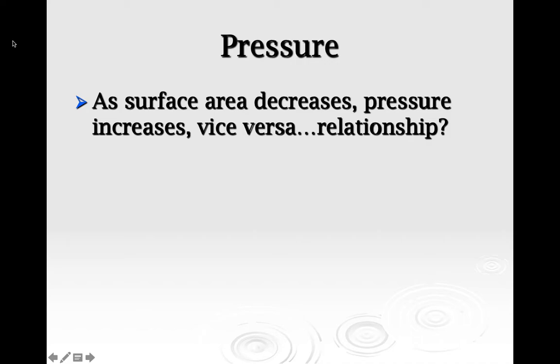A little mathematical relationship: as surface area decreases, pressure increases, and vice versa. And that's kind of what we just talked about. The smaller the surface area, the higher the pressure, and the larger the surface area, the smaller the pressure. What type of mathematical relationship is that? Well, you've got two options. You've got indirect or direct. And we should know by now that if one goes up and the other one goes down, that is an indirect relationship, or you could also say it's an inverse mathematical relationship.